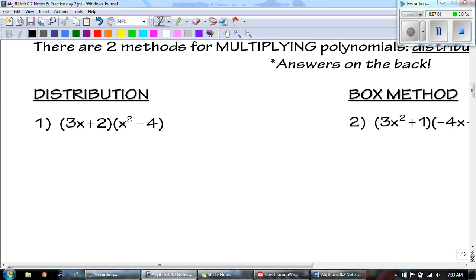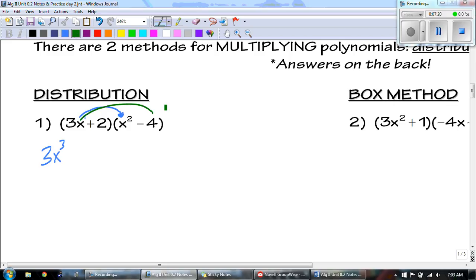I'm going to take my first term, 3x, and multiply it by the x squared. So 3 times 1 would give me 3, and then I have to add the exponents. So x to the 1 times x squared gives me x cubed.